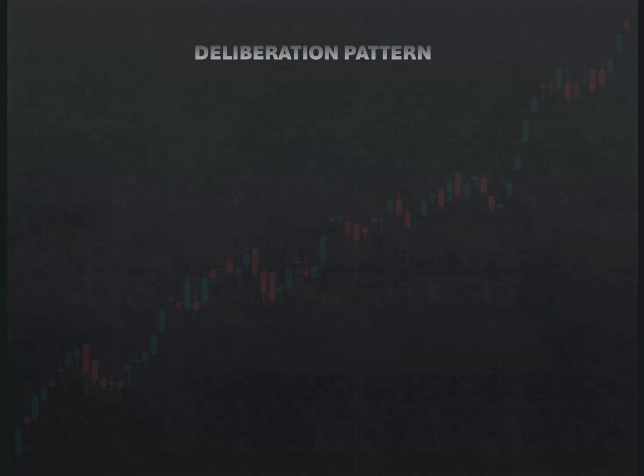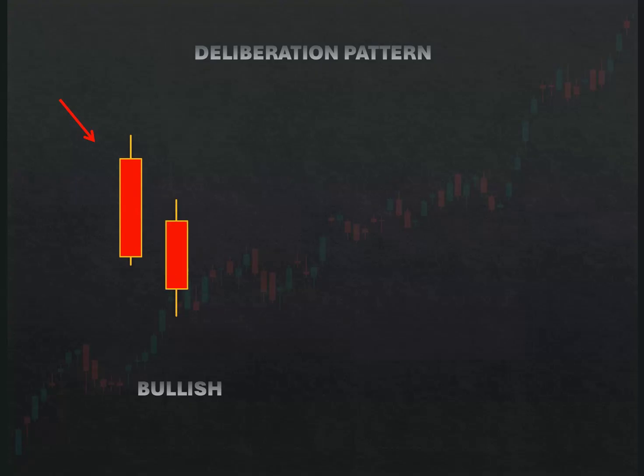Deliberation pattern. The stalled candlestick pattern or deliberation pattern is a reversal pattern. Bullish deliberation pattern. Here, the first candle is a long bearish candle that continues the existing downtrend. The second one is another bearish candle, usually with a smaller body than the first one, indicating that the downward momentum is slowing down. Then comes the third candle, a small bearish or doji candle, showing indecision among traders. This candle has a much smaller body than the previous two candles and often has longer shadows.